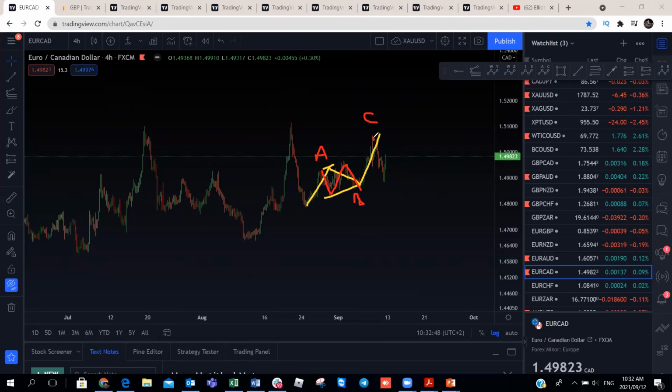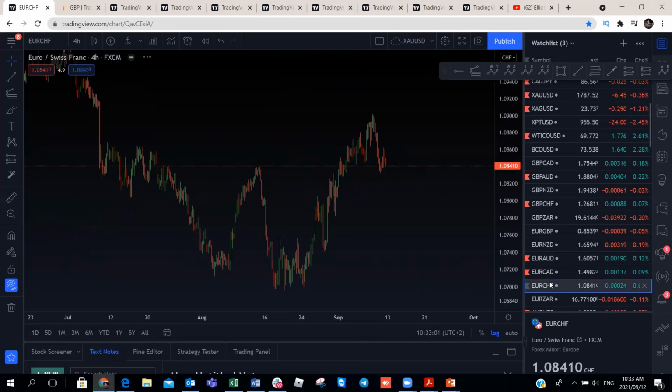Let's have a look here. There's a possibility that this one would have made another X, and we get another A, B, C as follows. So let's just watch this for now. No, we need more data. This one could go and retest the top there, but let's stay away from EURCAD for now. Let's have a look at EURCHF.